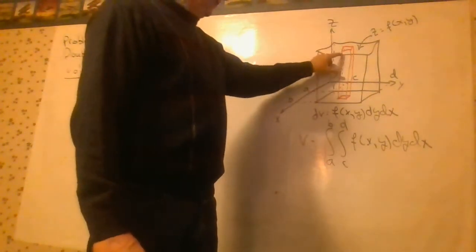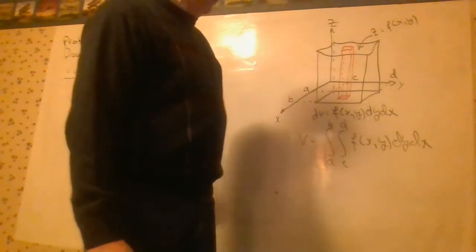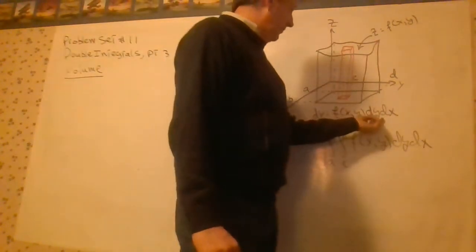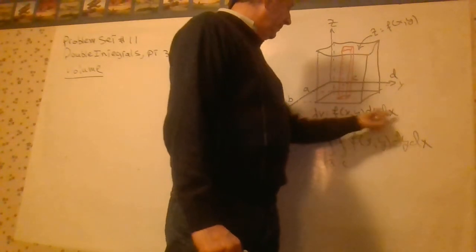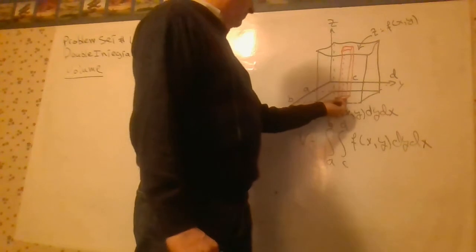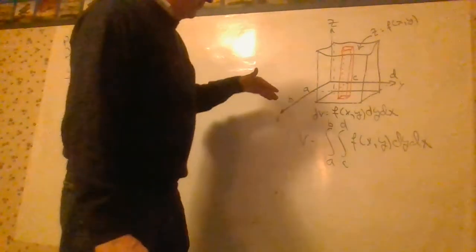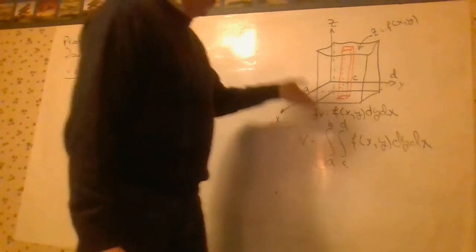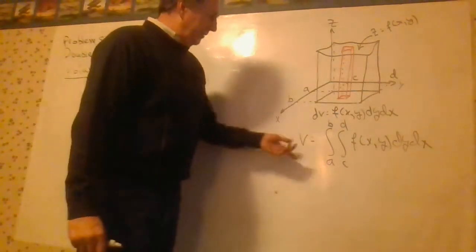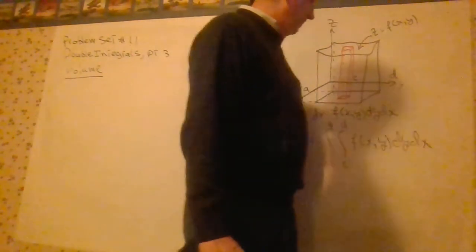The dimensions of this would be f of xy as the height. I didn't write it in here, didn't want to clutter my diagram. dx would be this little dimension here, and then dy would be this little dimension right here. And of course, I assumed x is going to go from a to b and y is going to go from c to d, just like before. Then the volume is just the integral from a to b, c to d, f of xy, dy dx.